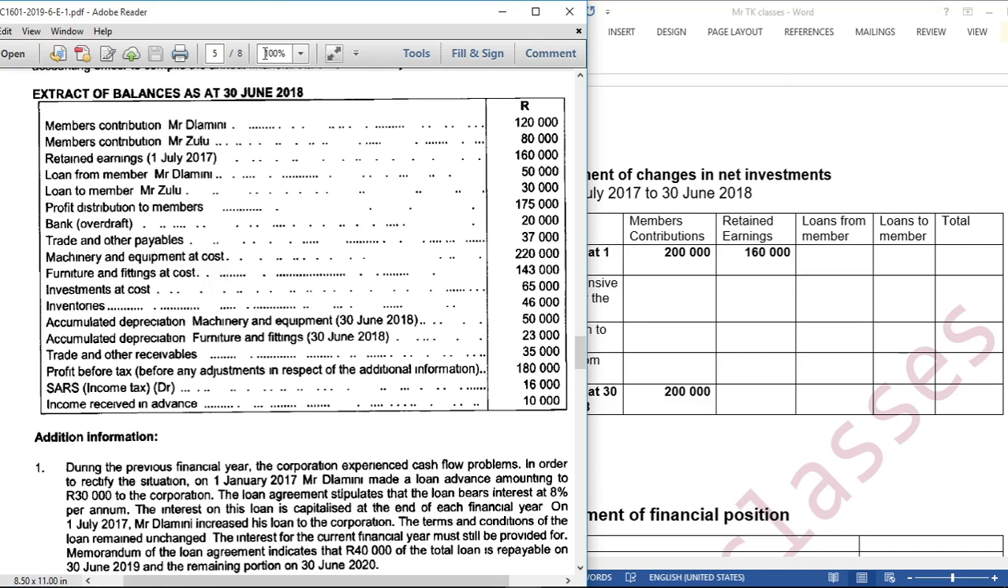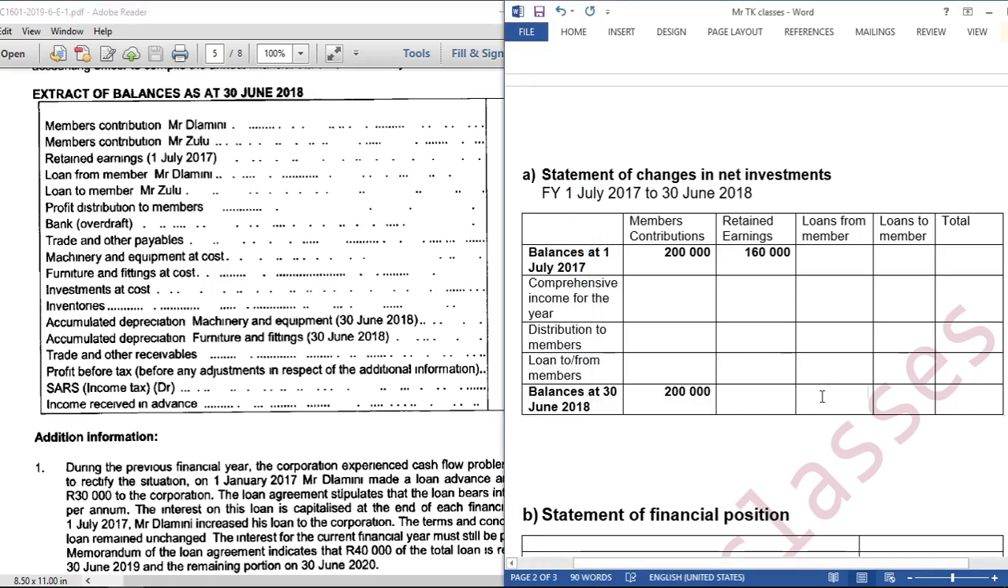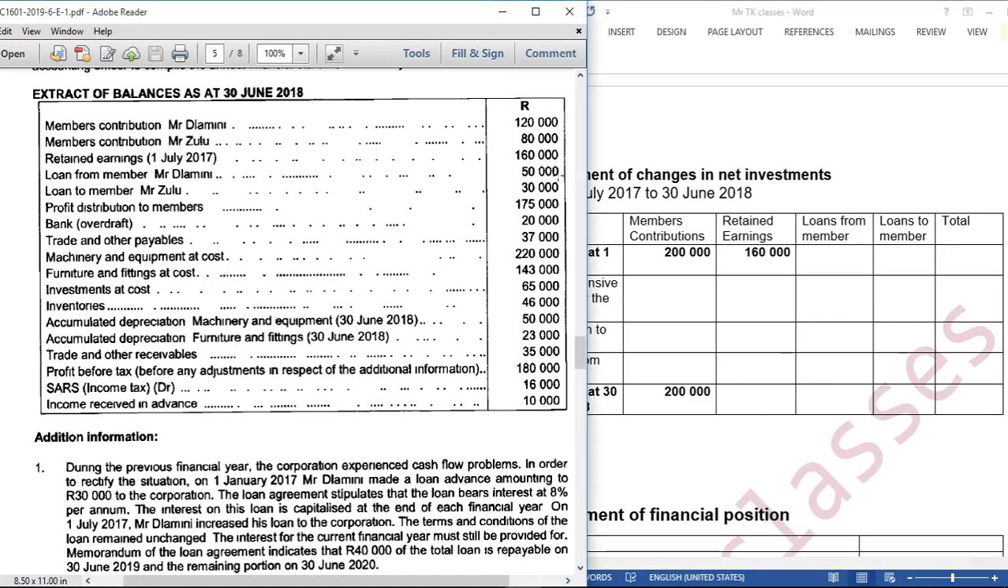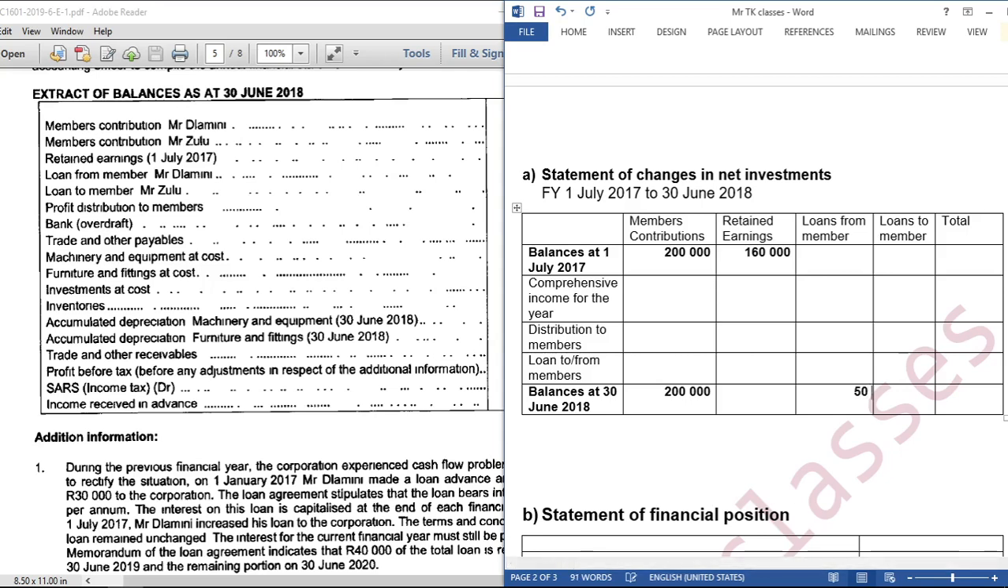All right, loans from member. We have loan from member Dlamini, 50,000. But this 50,000, there is no date here, right? Which means that the date is 30 June 2018. So we are going to say loan from member. How much is it? 50,000. So we are going to write our 50,000 here.